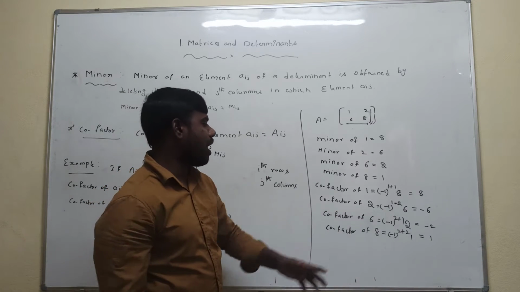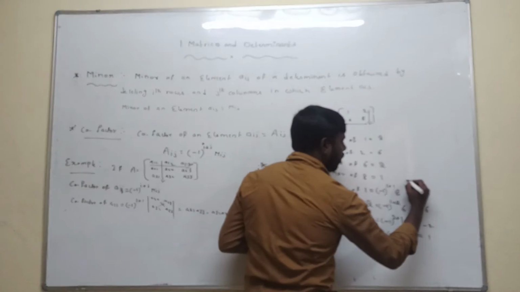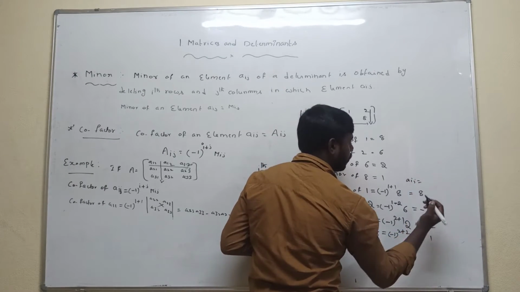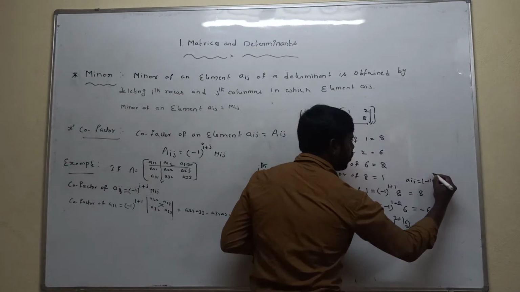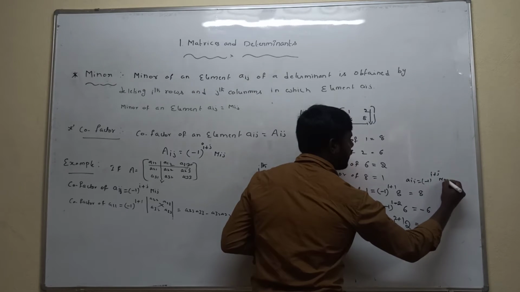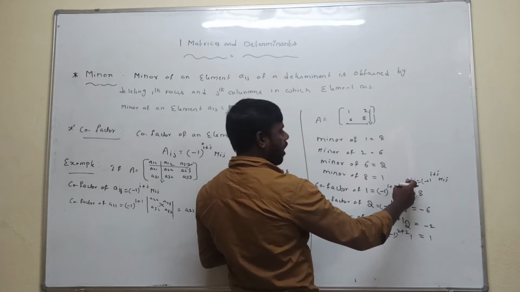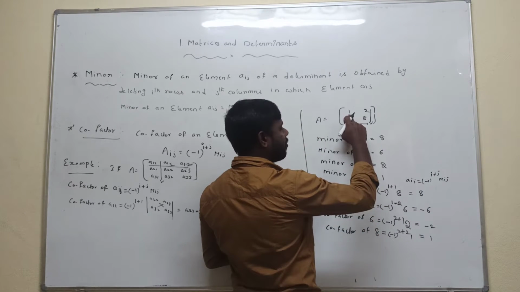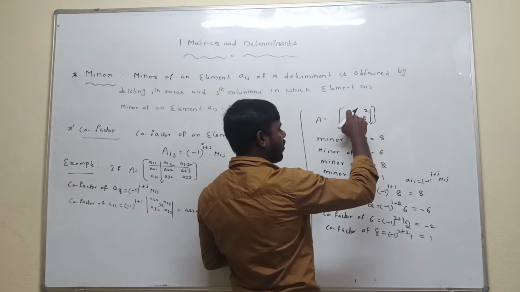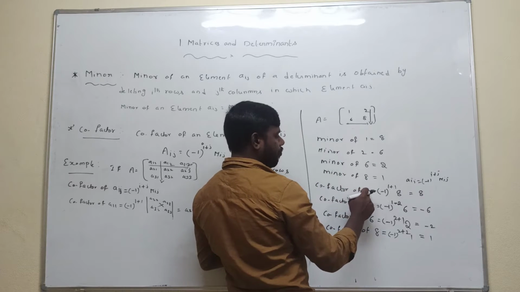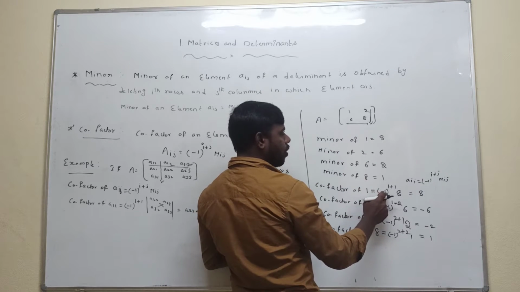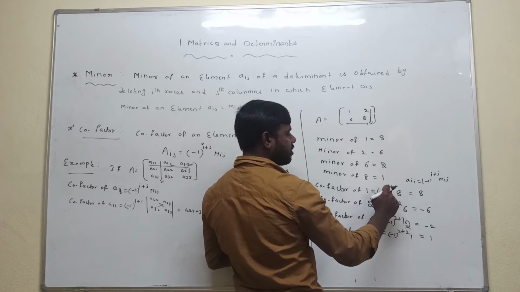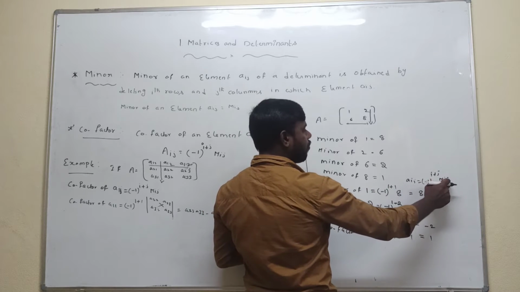That's why the formula is: cofactor of Aij is equal to (-1) to the power of i plus j into Mij. So now, first element A11. A11 means the first one. What is the element here? 1 is there. That's why the cofactor of 1 is equal to (-1) to the power of 1 plus 1, into the minor of 1, present in the first row, first column.